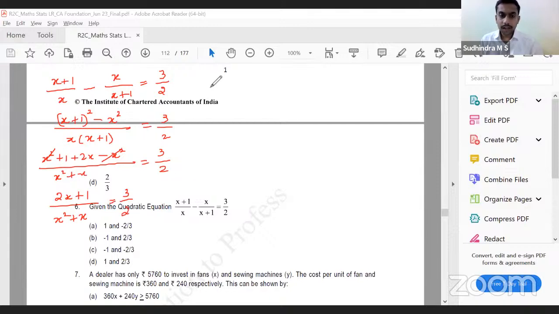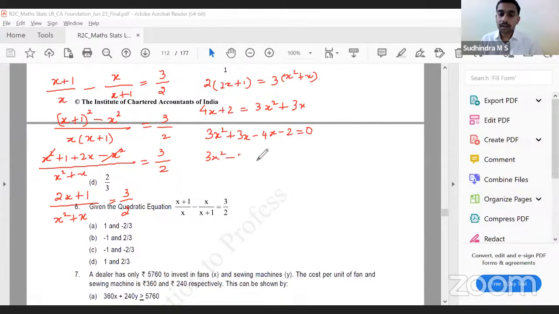Cross multiply, we get 2 into 2x plus 1 is equal to 3 into x square plus x. 2 into 2x plus 1 is 4x plus 2 equals 3 into x square plus x is 3x square plus 3x. Send 4x plus 2 to the right hand side. 3x square plus 3x minus 4x minus 2 equals 0. That is 3x square, 3x minus 4x is minus x, minus 2 equals 0. We have to solve this.